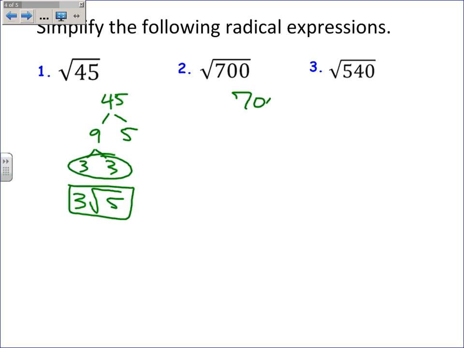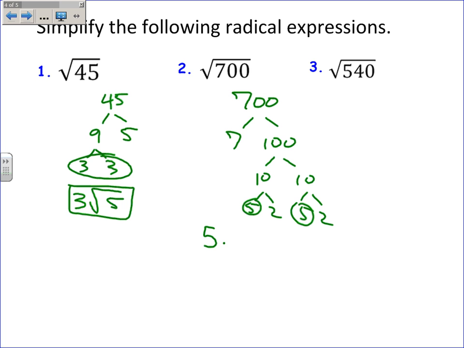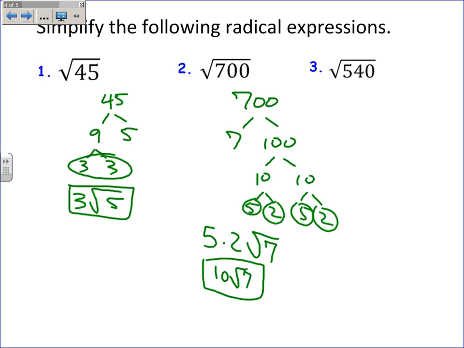700. 700, I get 7 and 100. 100, I get 10 and 10. 5 and 2. 5 and 2. I have a pair of 5s, a pair of 2s, and the square root of what's left. So 5 times 2 is 10, square root of 7.